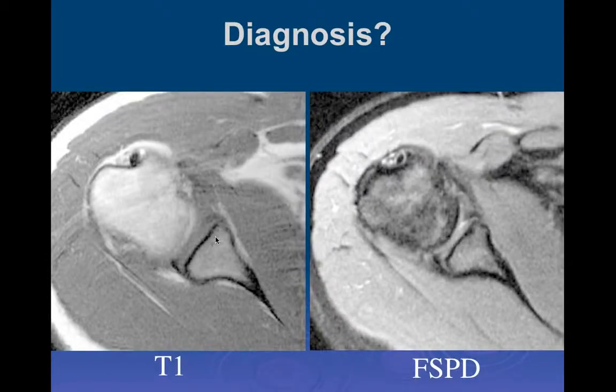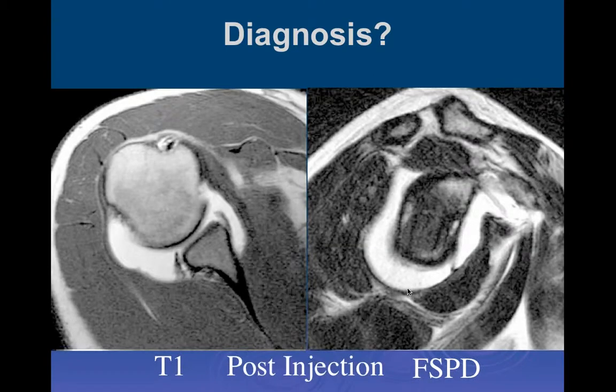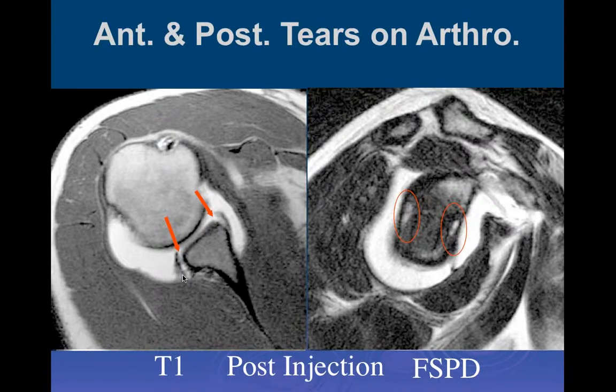So let's go to this case. Sheila, are you with us? Yes. What do you think here? So here on the T1, both the T1 and the PD images, there's abnormal signal in the anterior labrum. It looks like possibly even the posterior too, so they look separated from the actual glenoid. And on the sagittal images, post-arthrogram, both sides look separated from the glenoid. So I think there are labral tears of both the anterior and posterior labrum. I think the whole thing is abnormal, so SLAP 10 or something.